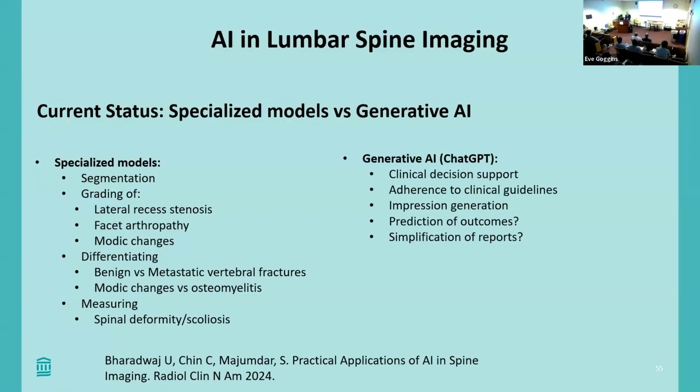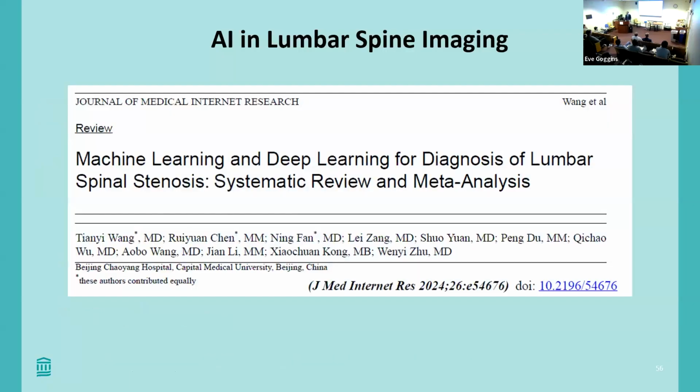Generative AI, there's a lot of literature on this as well, using ChatGPT mostly for things like clinical decision support, adhering to clinical guidelines, generating an impression from the findings, and possibly also predicting outcomes, simplifying reports for patient comprehension and so on.